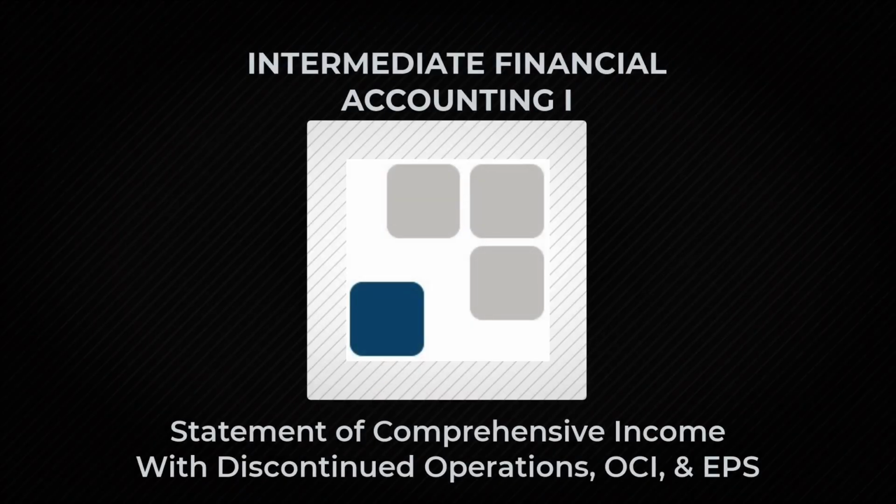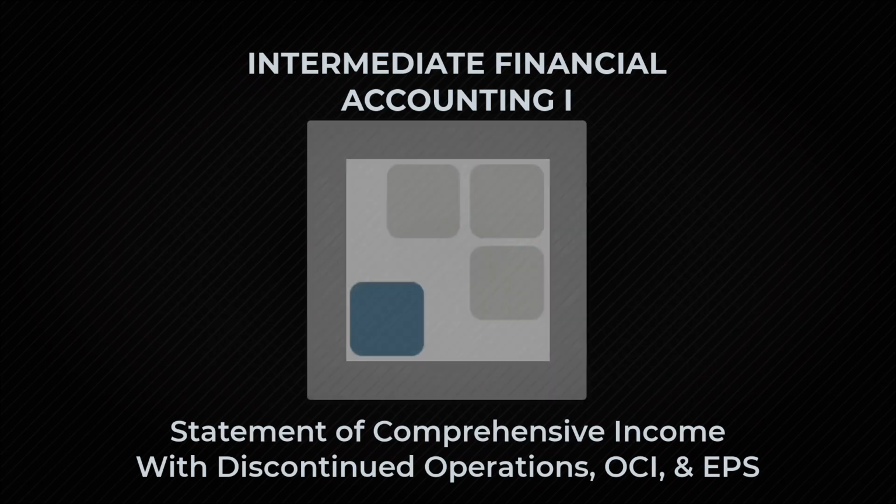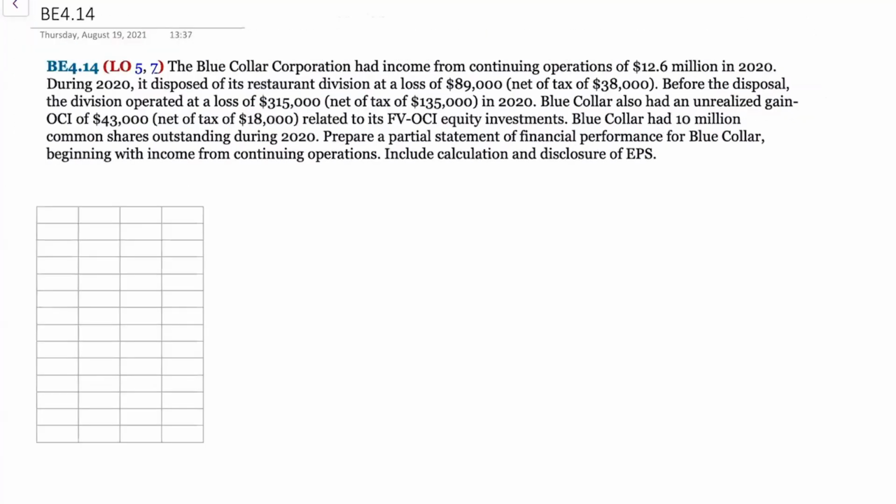This video will demonstrate how to prepare a partial IFRS statement of comprehensive income, including discontinued operations, other comprehensive income, and earnings per share disclosures. So in this question, the company had income from continuing operations of 12.6 million. And during 2020, it disposed of a restaurant division at a loss of 89,000 net of tax of 38.